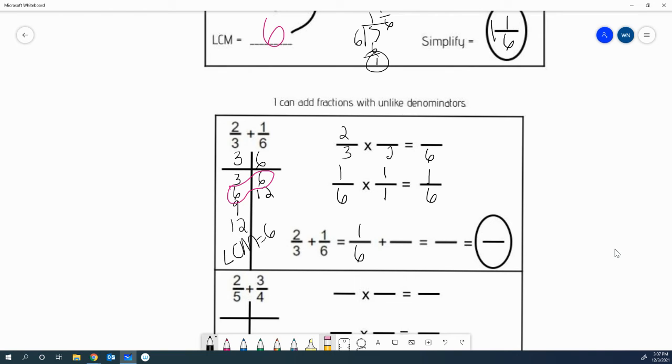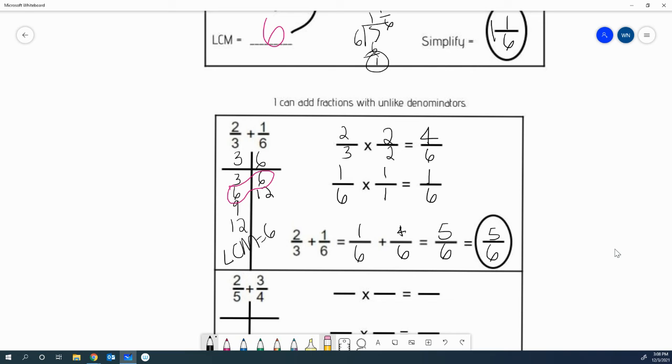I know that 3 times 2 is 6, and if I multiply the denominator by it, I also have to multiply the numerator. 2 times 2 is 4. So let's bring that down. We've got 4/6. I know that 1/6 plus 4/6 has to have a 6 as a denominator because your denominator stays the same. And 1 plus 4 is 5. And there's no reason to simplify that, so we can go ahead and put it in the circle. Your answer for that one was 5/6.